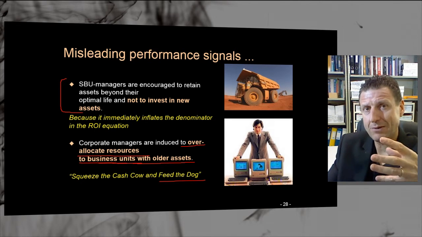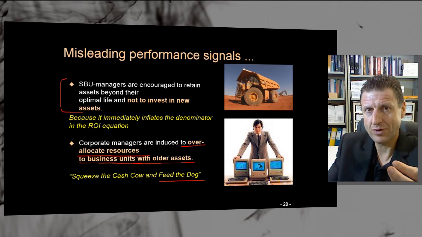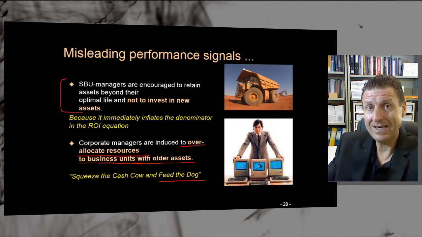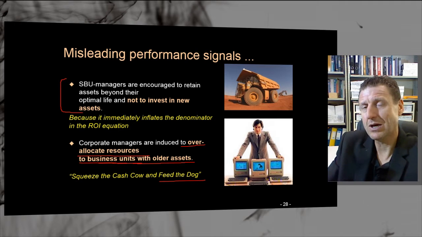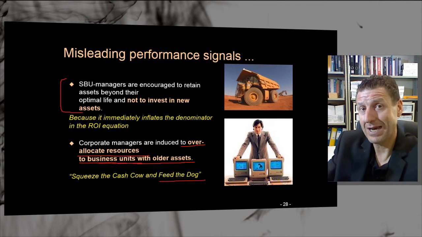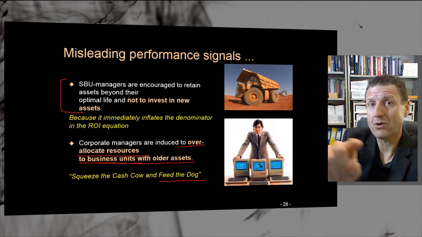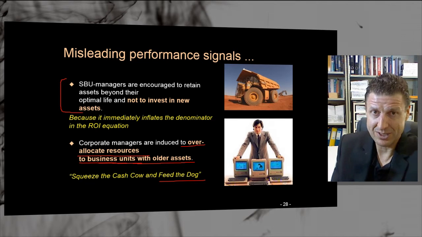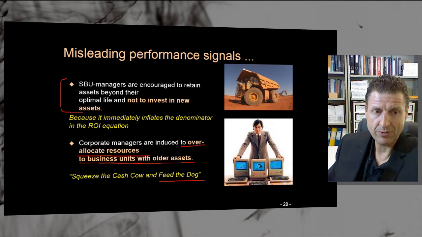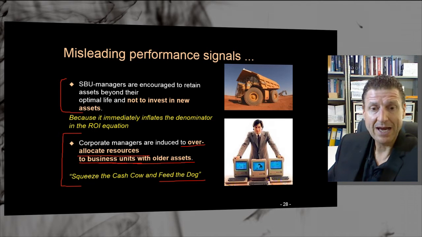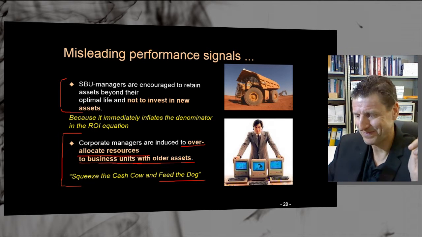So keep that in mind. When you have divisions with different age stock of assets, it's going to be very hard to compare return on investment with return on asset. It's going to be hard to compare return on investment across these two divisions. And so that's what we mean with this second point here. Squeeze the cash cow and feed that dog.